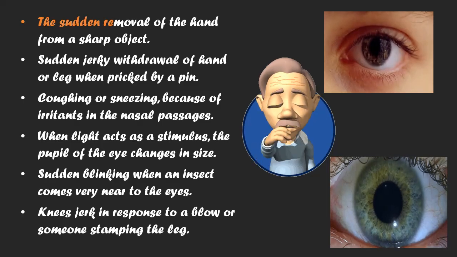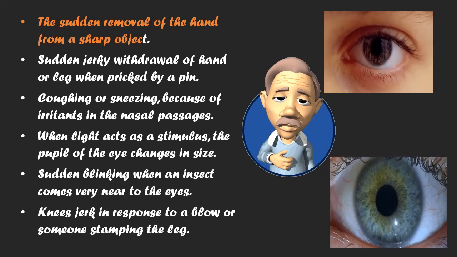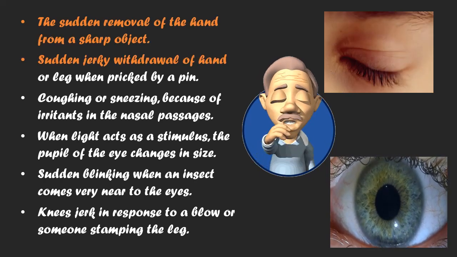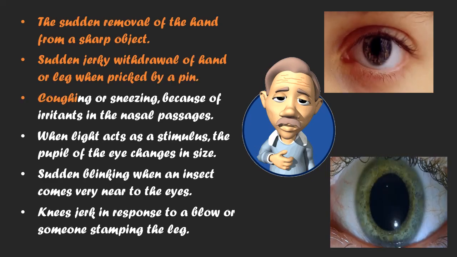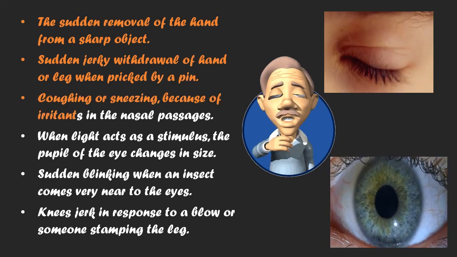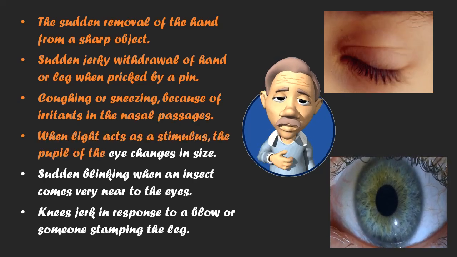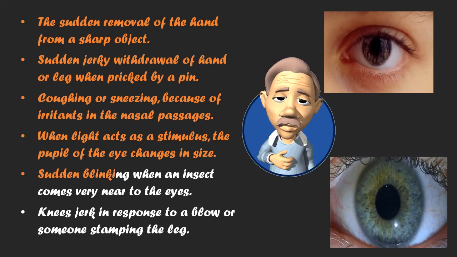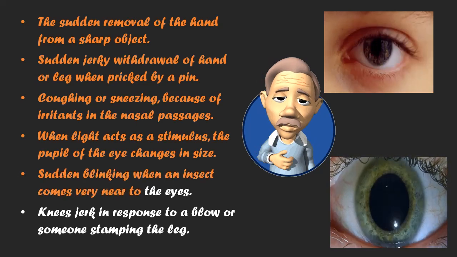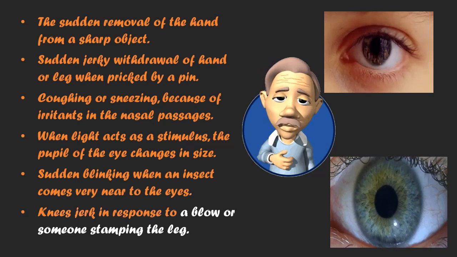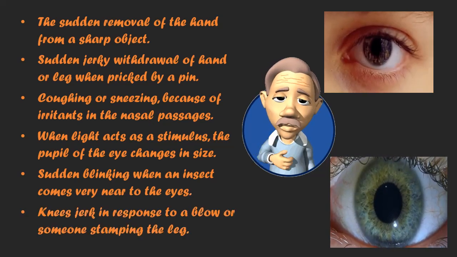Here are a few examples of reflex action. The sudden removal of the hand from a sharp object. Sudden jerky withdrawal of hand or leg when pricked by a pin. Coughing or sneezing because of irritants in the nasal passages. When light acts as a stimulus, the pupil of the eye changes in size. Sudden blinking when an insect comes very near to the eyes. Knees jerk in response to a blow or someone stamping the leg.